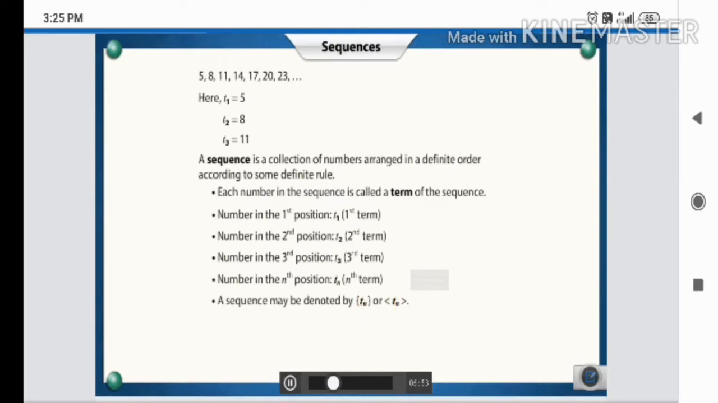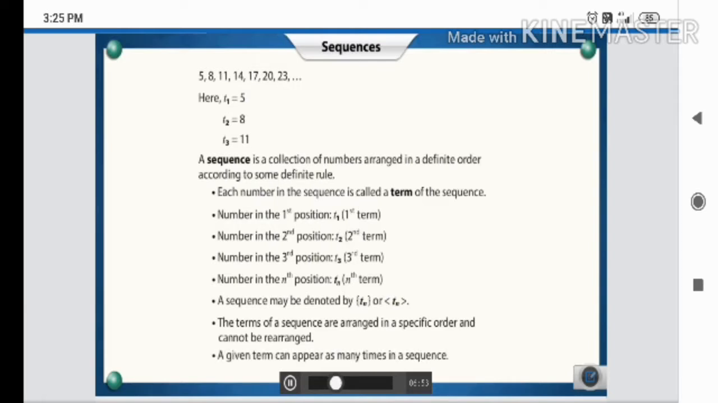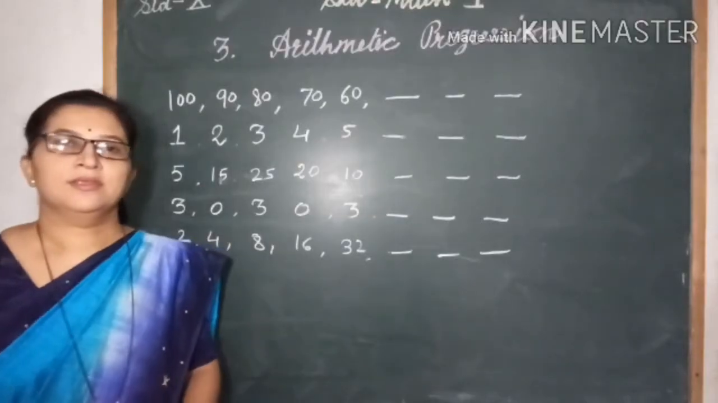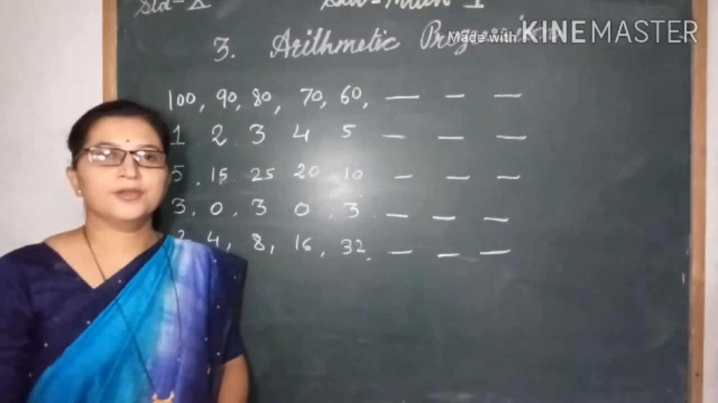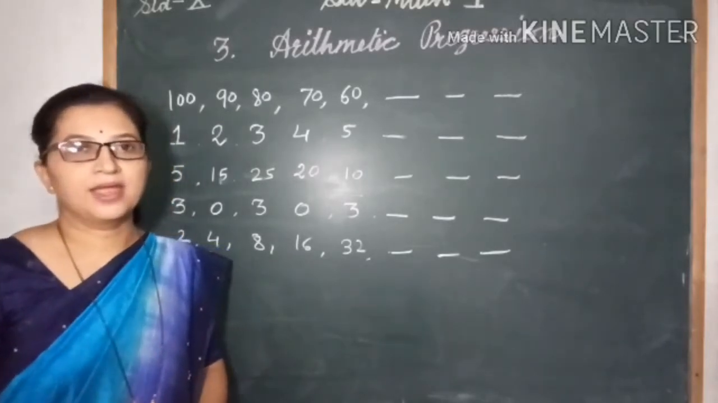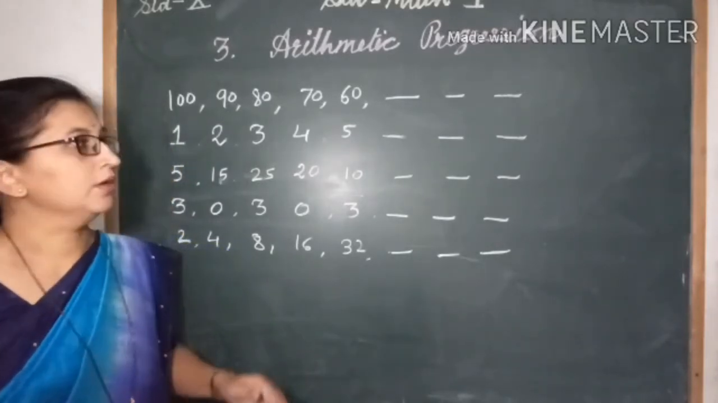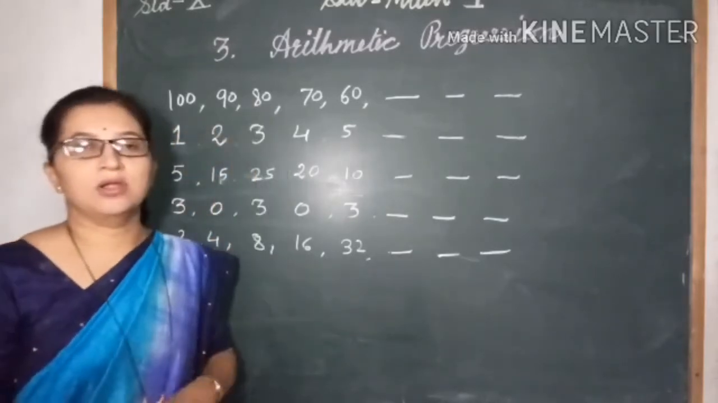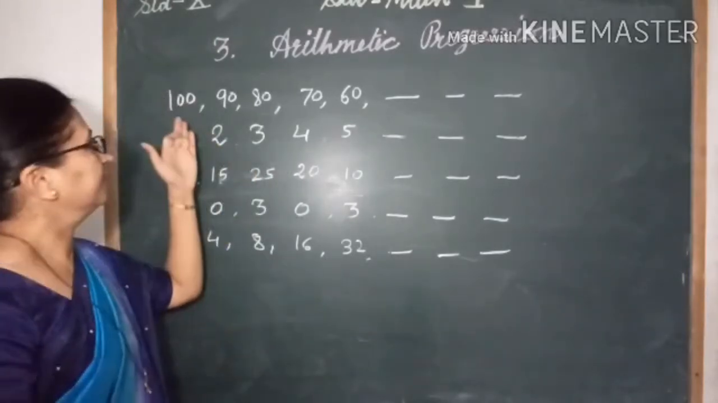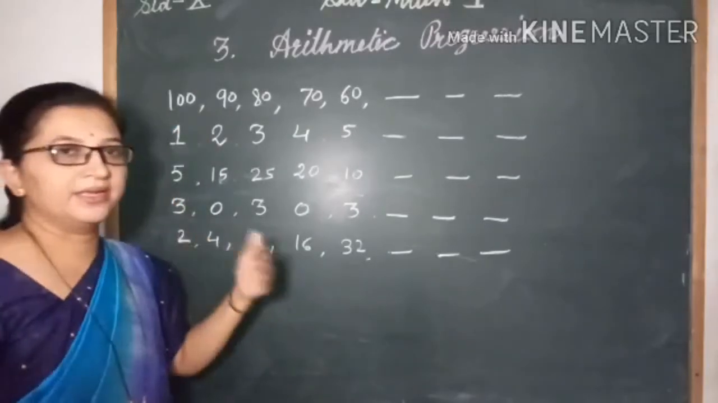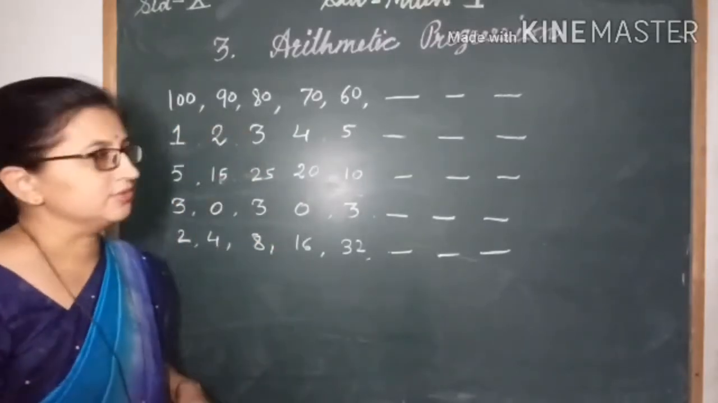What makes a sequence differ from a set is that the terms in a sequence are arranged in a specific order and cannot be rearranged. Also, unlike a set, in a sequence a term may repeat itself as many times. So dear friends, it's clear what is in a sequence and what the terms are. Each number in the sequence is called a term. The first number is called the first term, denoted by T1, and the second number is the second term.